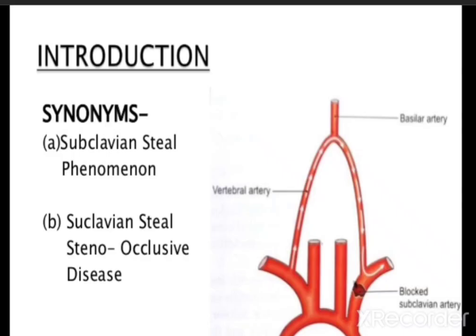Then the subclavian steal syndrome. It is also known as subclavian steal steno-occlusive syndrome. In this, suppose there is a blockage of the subclavian artery on one side, then the blood from the opposite side is stolen and passes through the vertebral artery and crosses to the opposite side and reaches the subclavian artery on the blocked side. So this is the subclavian steal syndrome.